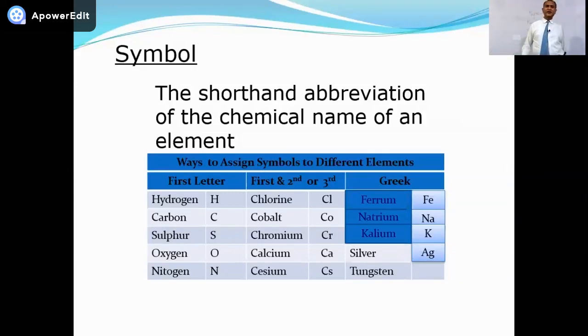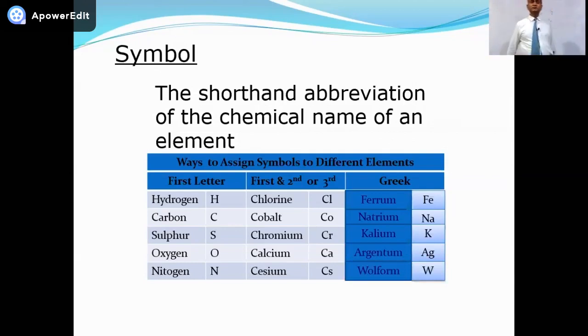Silver, Ag. Why? Because its actual name is argentum. That is why we write Ag. And W for tungsten, because its name is wolfram. Hg, hydrargyrum, is for mercury, which is used in thermometers.